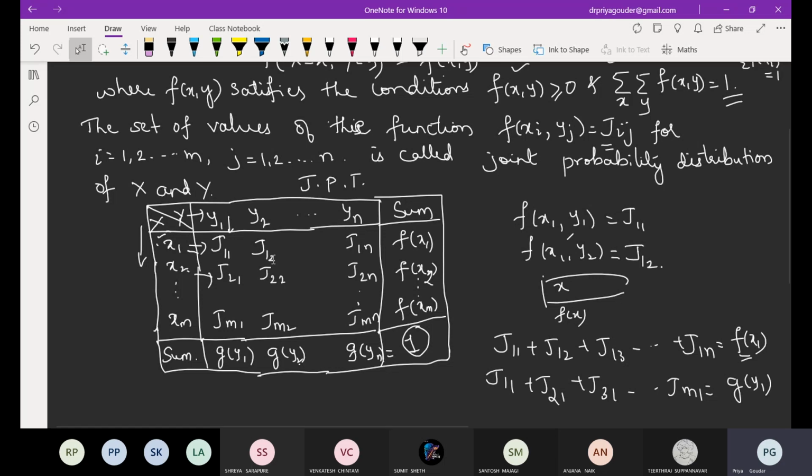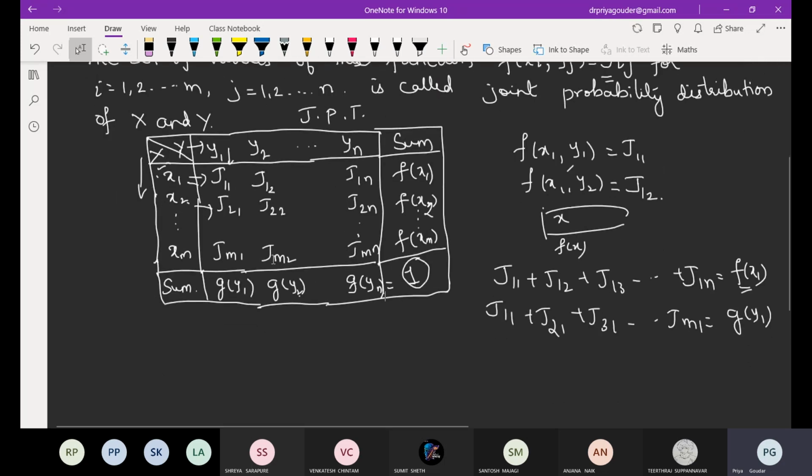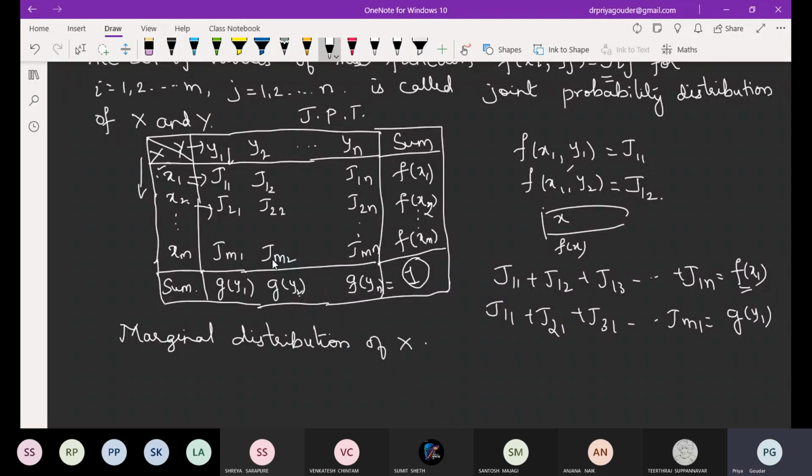So how many variables will be there here? Two, x and y. Now, if you want to separate x and y, even this you can do. That is called marginal distribution. This is called marginal distribution of x and marginal distribution of y. So marginal distribution of x is nothing but the set of all the values f of x1, f of x2, so on till f of xm. This set represents the marginal distribution of x.